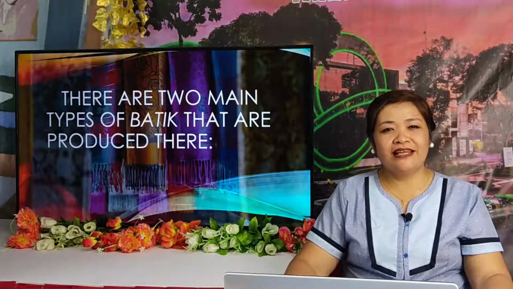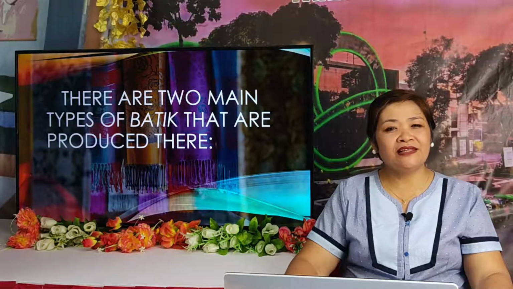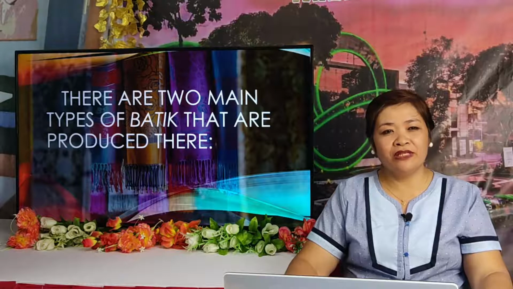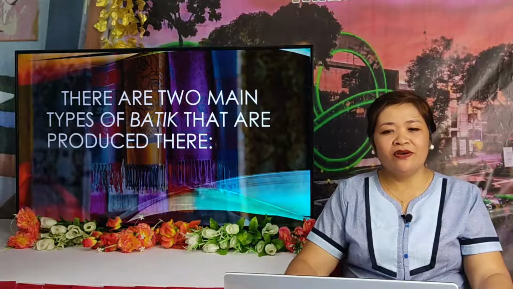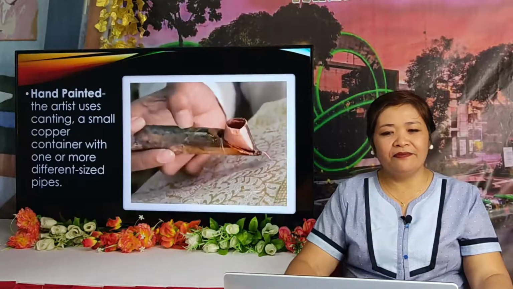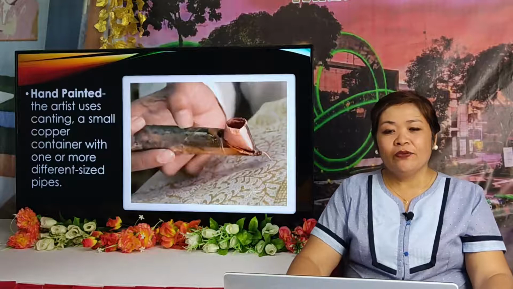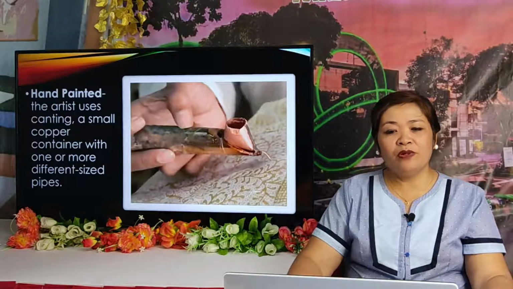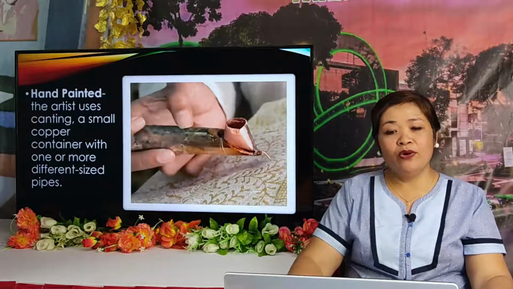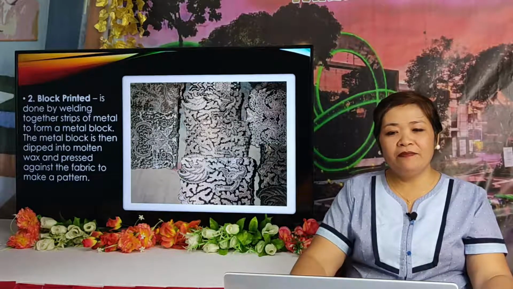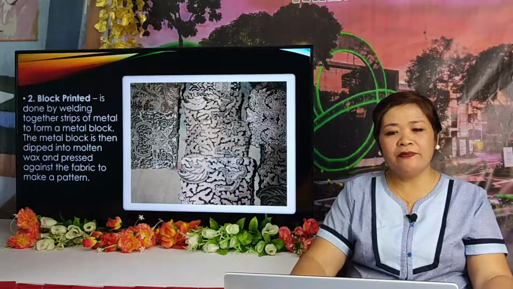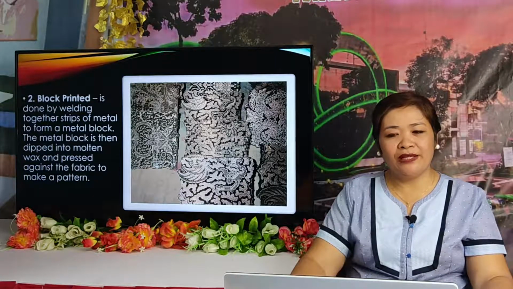In Malaysia, the states of Kelantan and Terengganu are considered the cradle where batik first flourished, reaching even Singapore's shores. There are two main types of batik produced there. First is the hand-painted, where the artist uses a canting, a small copper container with one or more different-size pipes. Second, block printed, is done by welding together strips of metal to form a metal block. The metal block is then dipped into molten wax and pressed against the fabric to make a pattern.